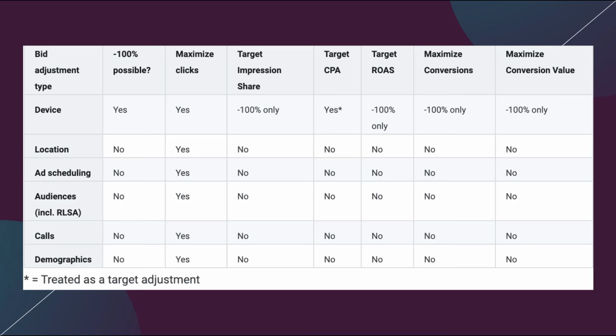As a shortcut, the only one where you can change the bid modifier and have any sort of control other than just a negative 100% is going to be target CPA for device, where you can still adjust based on whether it's a computer, desktop, mobile device, what have you. Every other bid modifier you're not going to be able to use with the rest of the bidding strategies we're going to talk about in this video.